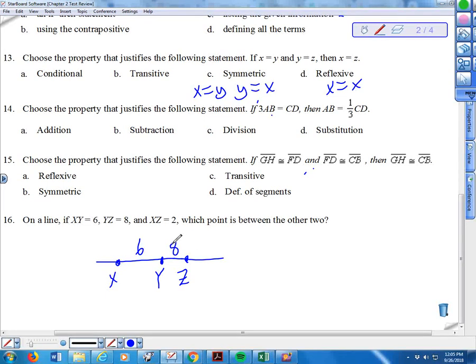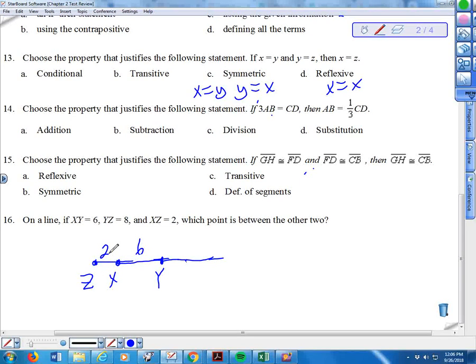Z's in the middle, right? So you want z to be here? Wait, it's not right. Oh, I see. Where should I put Z? On the left, the other side. There we go. It is 8, because XZ is 2, and then XY is 8.